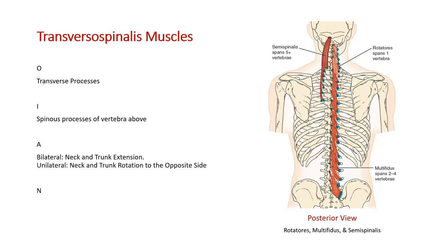Then looking at actions, we have transversospinalis muscles on each side of our spine. So bilaterally, if they contract, they perform neck and trunk extension. But unilaterally, if only one side contracts, you get neck and trunk rotation to the opposite side of the muscle. So say if the right-sided transversospinalis muscles contract, then you're going to get rotation of the trunk and neck to the left side. So that's an important thing to remember there. As far as innervation, they're innervated by the spinal nerves.